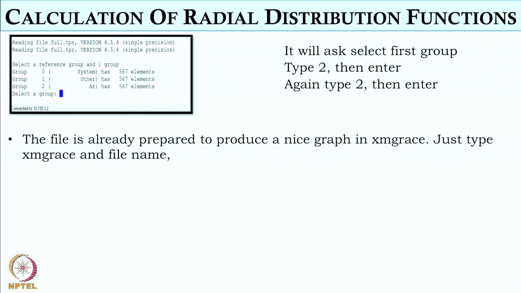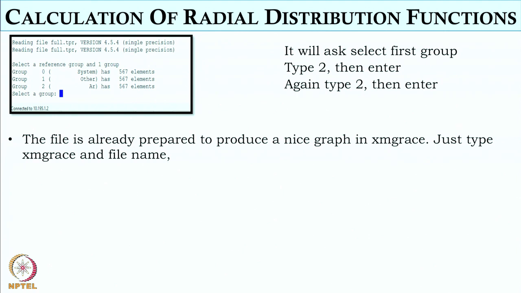We have to create an index file for each of them. So the rdf.xvg file is created. In that XVG file, it is a correlation function between argon atoms. Does it average over all the 567 atoms? Yes, it is averaged over all the atoms, 567.